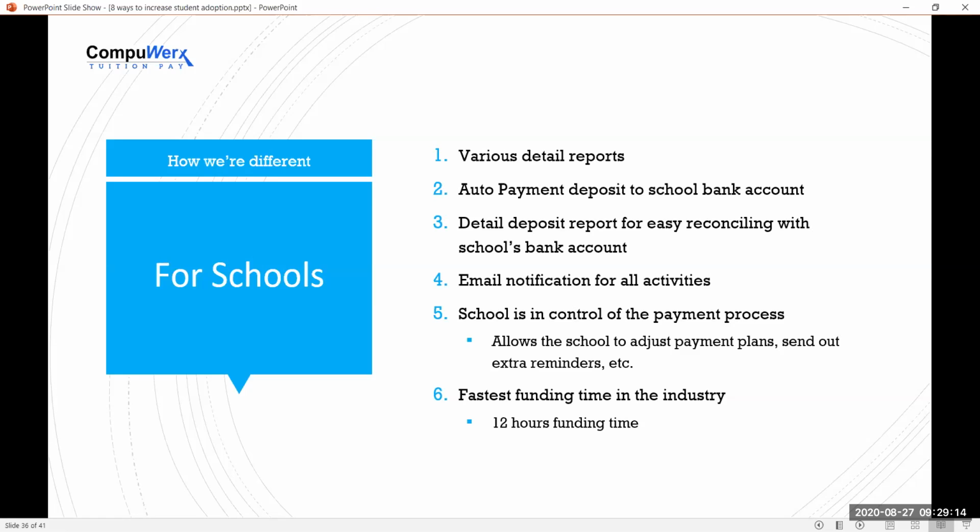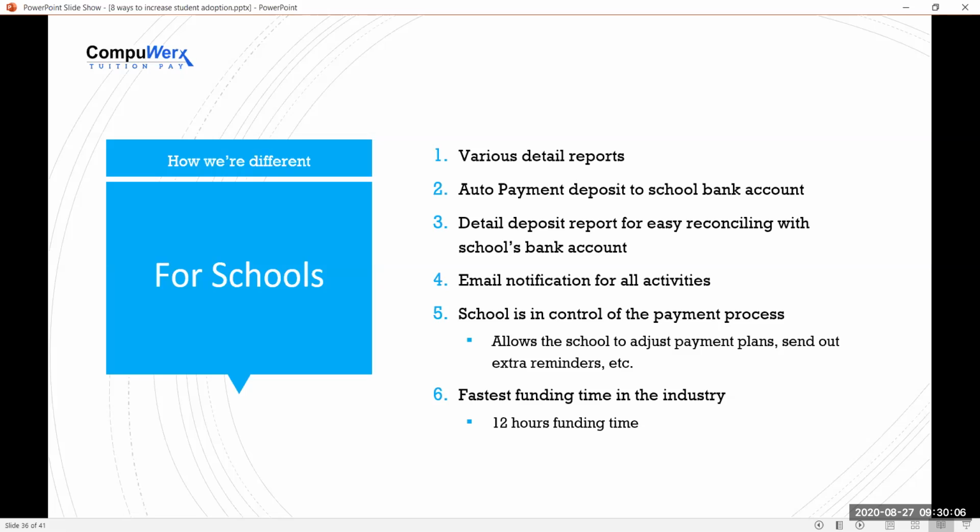For the school, what are the benefits? Various detailed reports. Auto payment deposit will be automatic deposit into the school bank account. We'll provide detailed deposit reports so that it is easy for the school to reconcile with the bank account. Email notifications for all activities going on with the system. The school is in control of the whole payment process. Even though your students have online access to make payments and set up payment plans, the school is in charge of the whole process. You can see all that through reports. You can adjust payment plans and send all reminders.